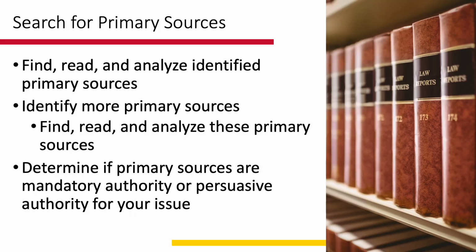The next step in our research process is search for primary sources. So you've developed your knowledge, you've started to identify some primary sources. This is the step where you find, read, and analyze those primary sources, and then use those primary sources to identify more, and then also find, read, and analyze those primary sources. This is also the step where you're determining, are these primary sources mandatory or persuasive authority?